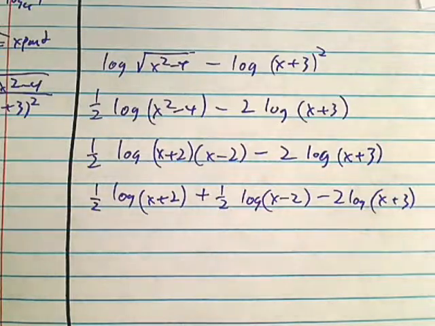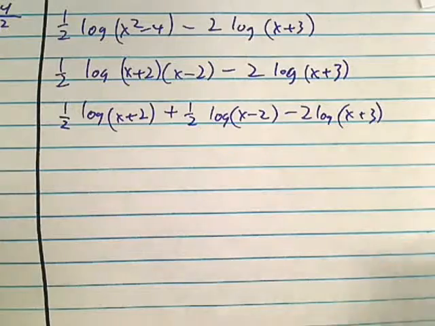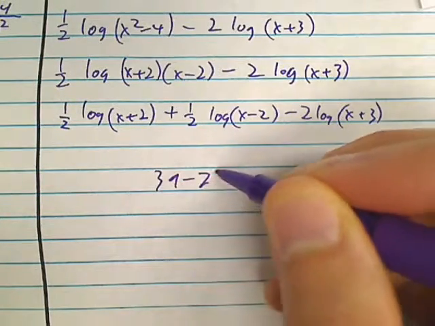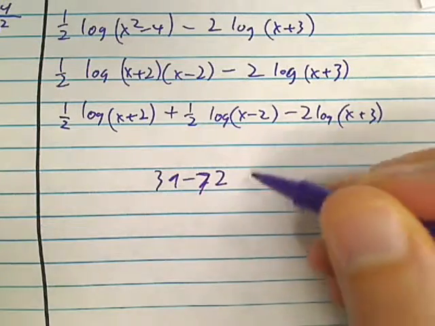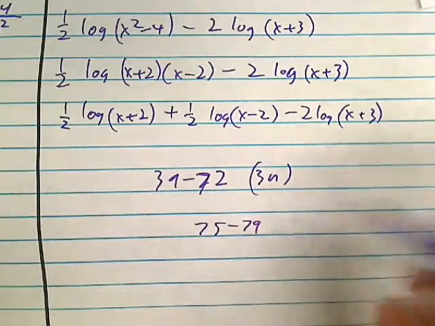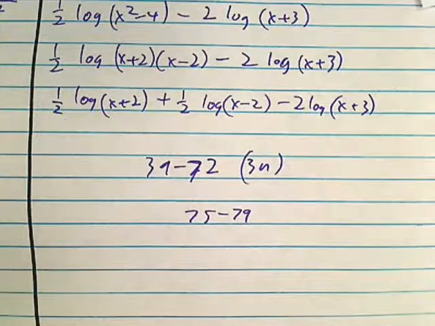Your assignment, and I might just have you do part of it, so listen to me after this is over. I'll tell you to go to a certain number. 39 through 72, multiples of 3, and then 75 through 79. So that is your total assignment for this page. I might only have you do part of it. Listen to me when I say something right about now.